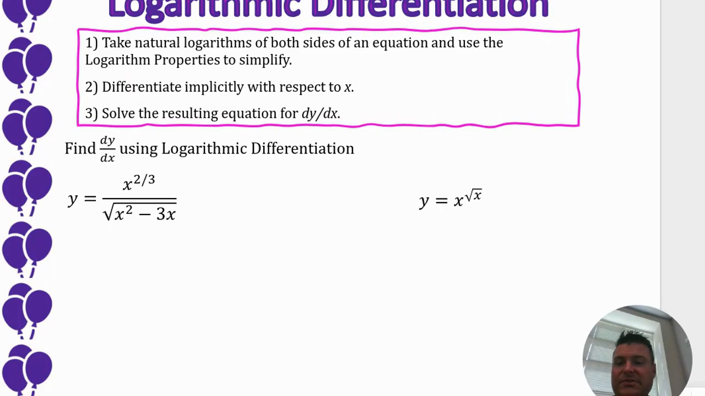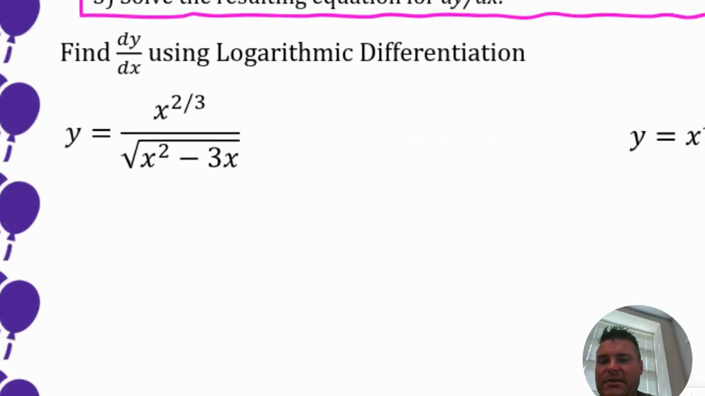So for these two examples, we're specifically using logarithmic differentiation because that is what the example says to do. So what we're going to do here, I have the steps right above. You're going to take the natural log of both sides. That way you can pick apart each side, and then we're going to differentiate implicitly.